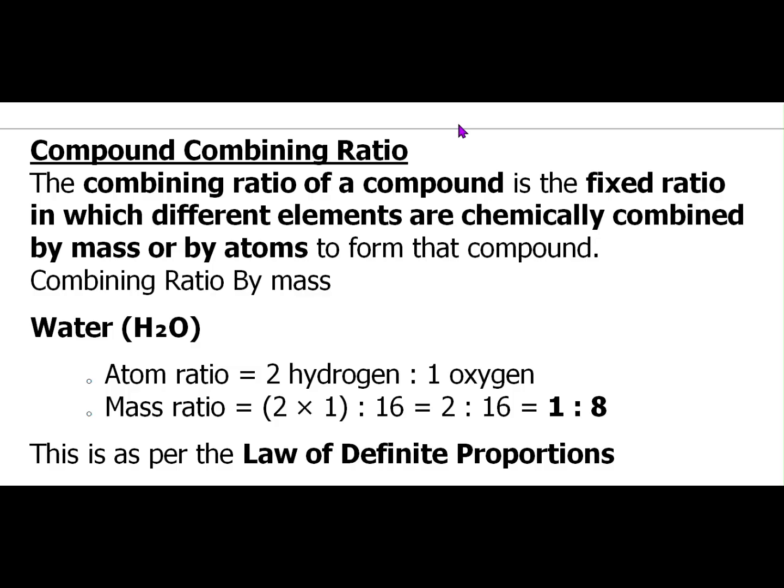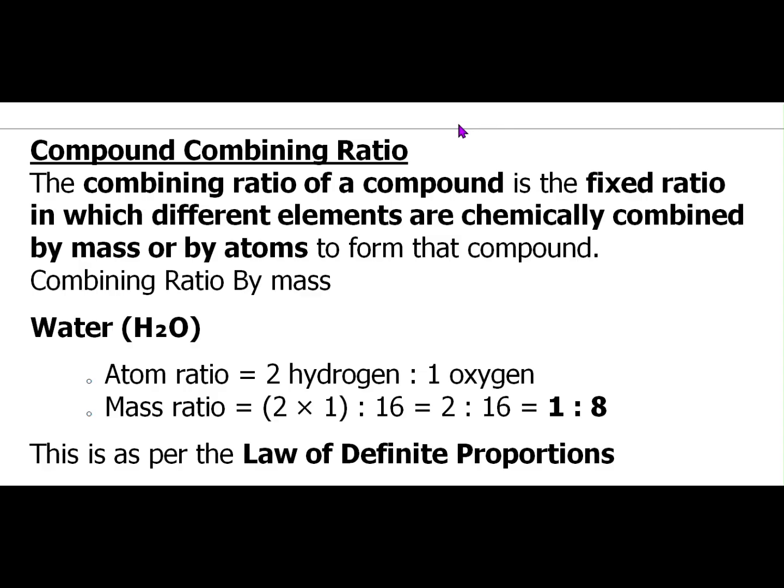We'll see now the compound combining ratio. The combining ratio of a compound is a fixed ratio in which different elements are chemically combined, either by mass or by atoms, to form that compound. Combining ratio by mass, for example, water: H2O is the water molecule, and the atom ratio is two hydrogen atoms to one oxygen atom. So the atom ratio is 2:1.